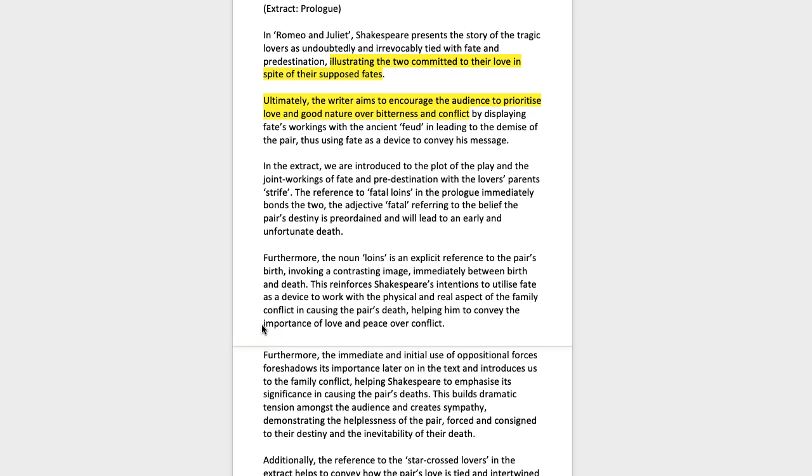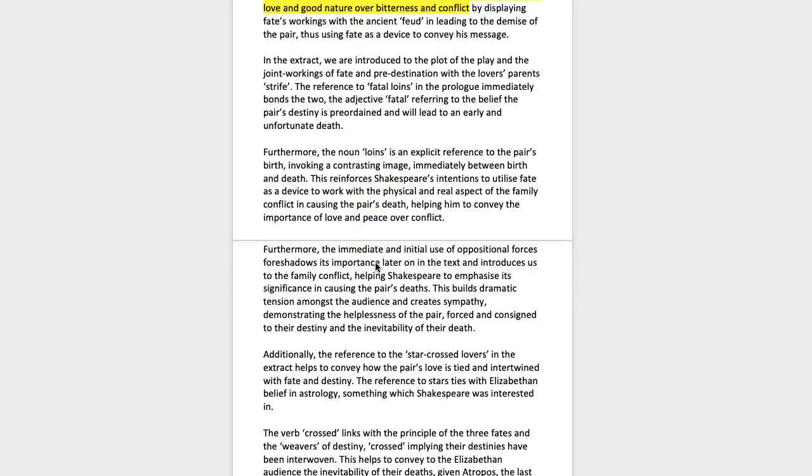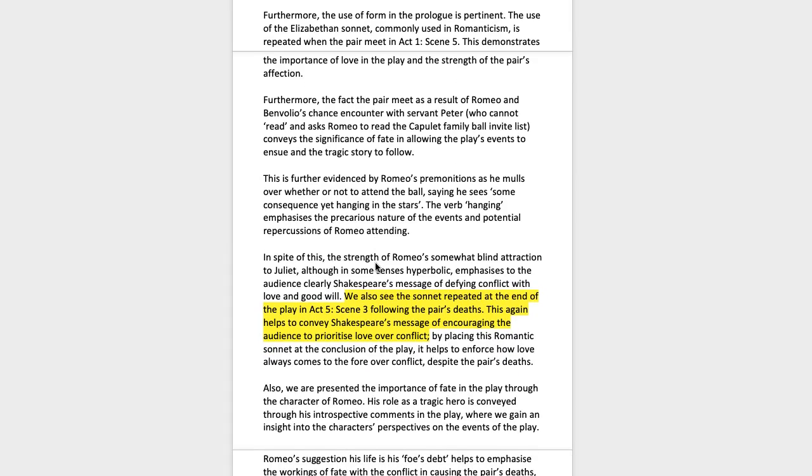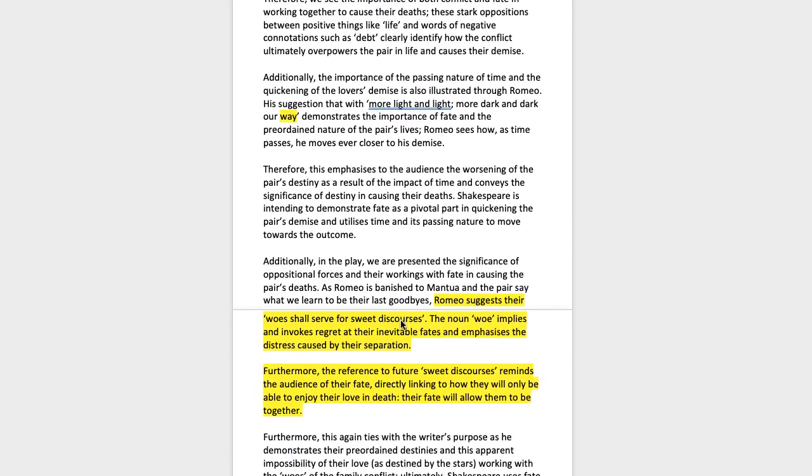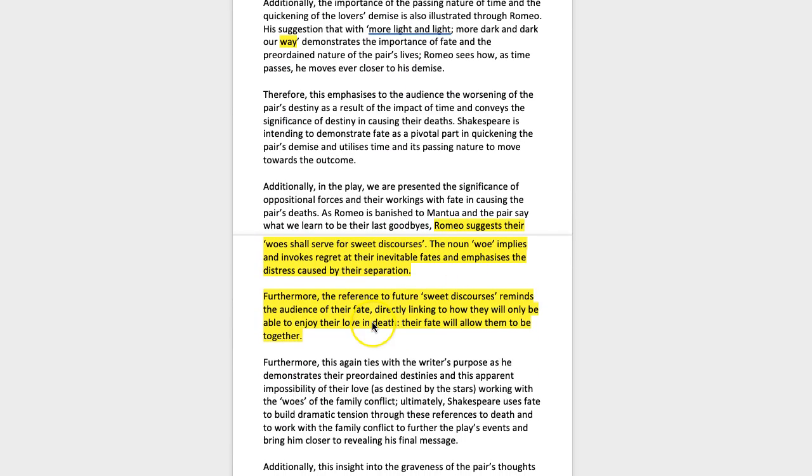So this is a really long revision essay. We're not going to read it all in this video, but I've shrunk it here so you can see as I scroll down, everything in yellow here is a reference to the ending. We'll look at that in detail in a minute. This again is a reference to the ending, which we'll look at in detail in a minute.